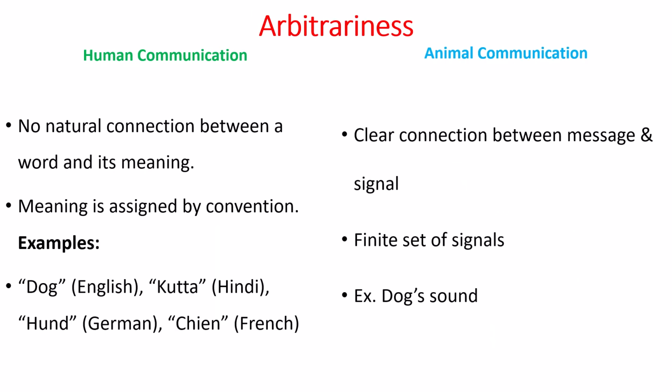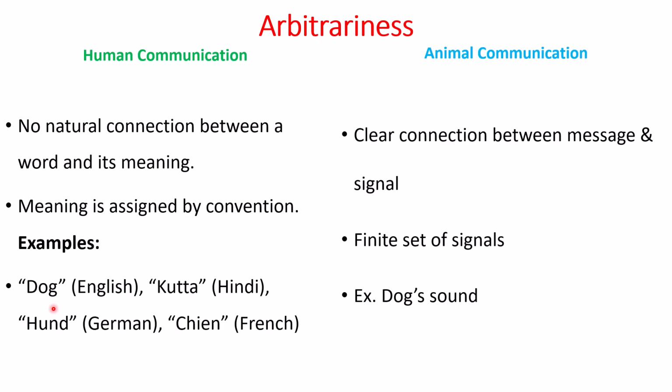Arbitrariness. Arbitrariness means it's not based on any reason, plan, or system. Let's see human communication and the aspect of arbitrariness. In human communication, there is no natural connection between a word and its meaning. There is no inherent connection between the words used and their meanings. Words are assigned meanings by social convention. So let's see some examples.